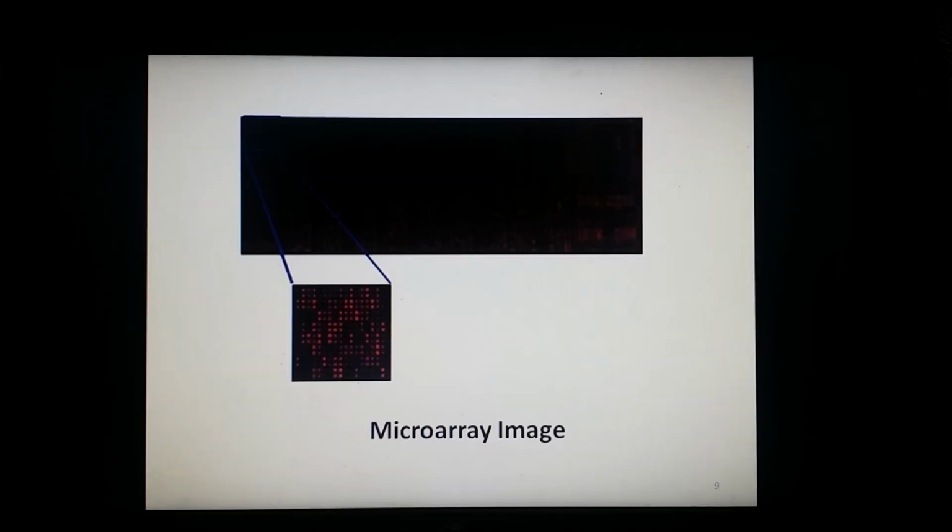Here you can see how the microarray image is seen. The big image is not clear because it is reddish and black in color, but in the small one you can see the black and reddish. So this one block you can see from that big one.